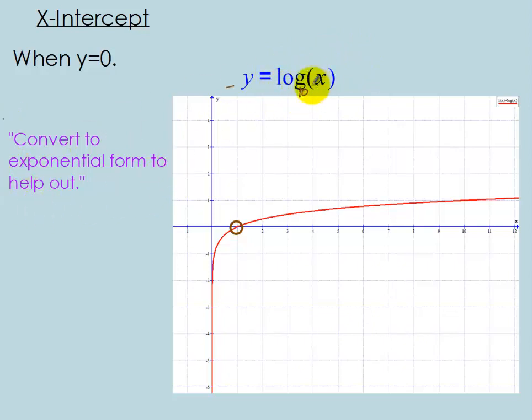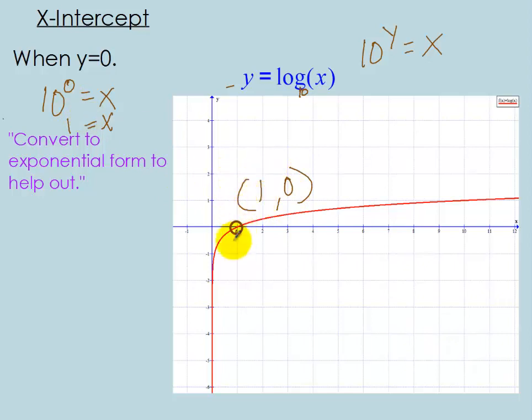So I'm going to take this function, log base 10 of x. I'm going to convert that to exponential, so 10 to the y value equals x. Now, when y equals 0, that's my x-intercept. So that's going to happen when 10 to the 0 power equals x, or when x equals 1, because anything to the 0 power is 1. So my intercept here, y is 0, and my x value is 1. And that happens at that part, and that's correct.